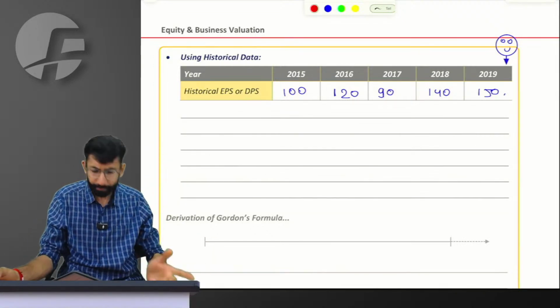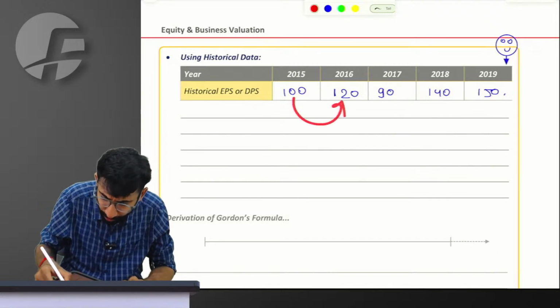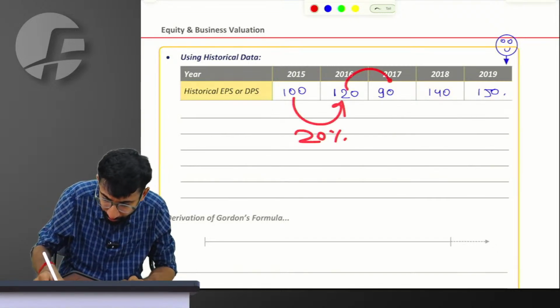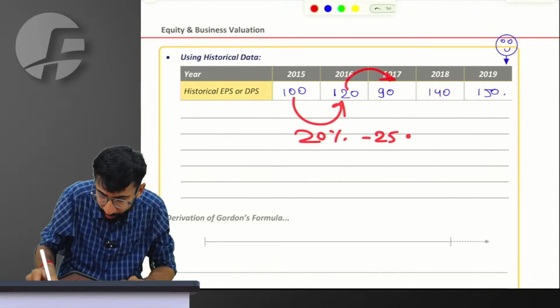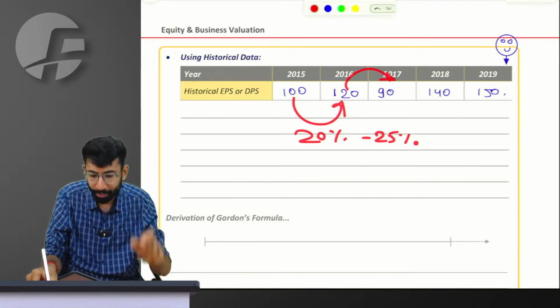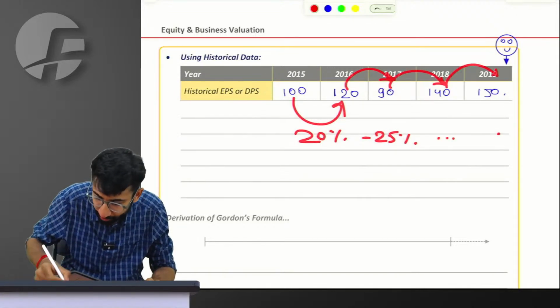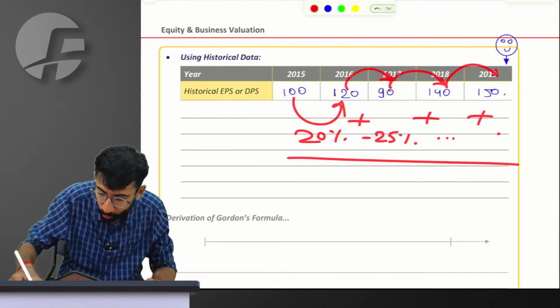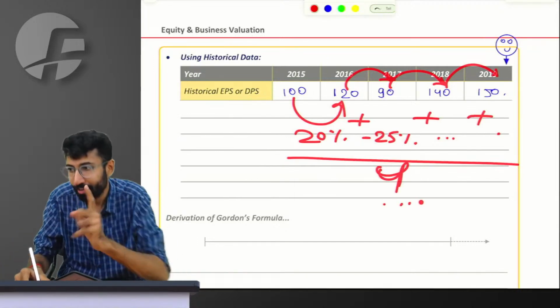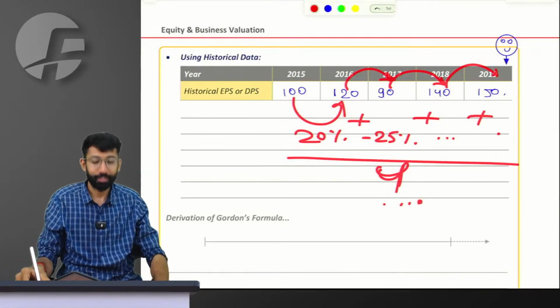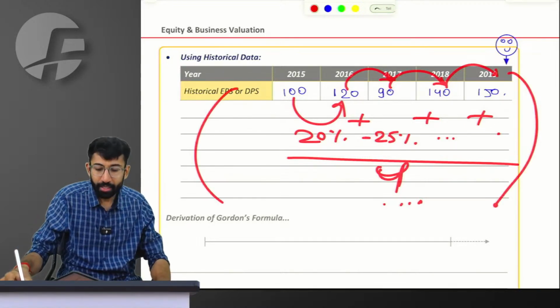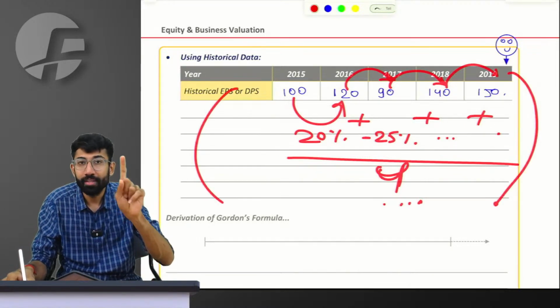Second, you said, sir, first year's growth is 20%. Second year's growth, for example, is minus 25%. Is it coming out to be minus 25? Yes. Third year's is something, fourth is something. So I will add up all the growths and divide by 4 to find out the average growth. This was the second thought. Good. At least in this case, you solved that problem.